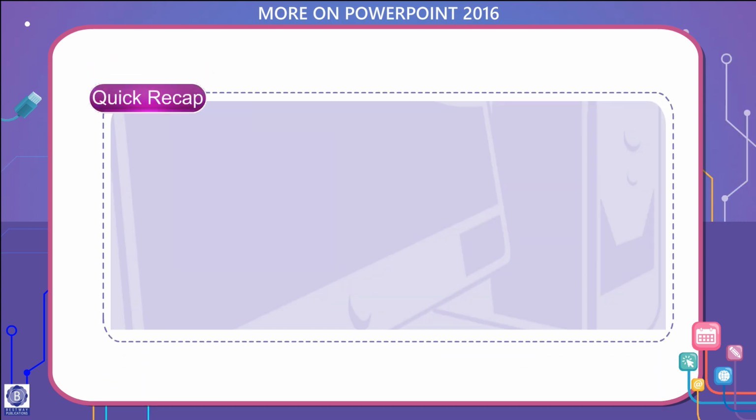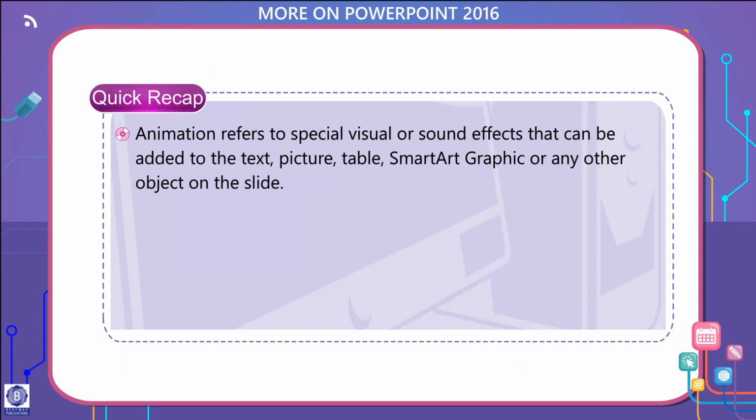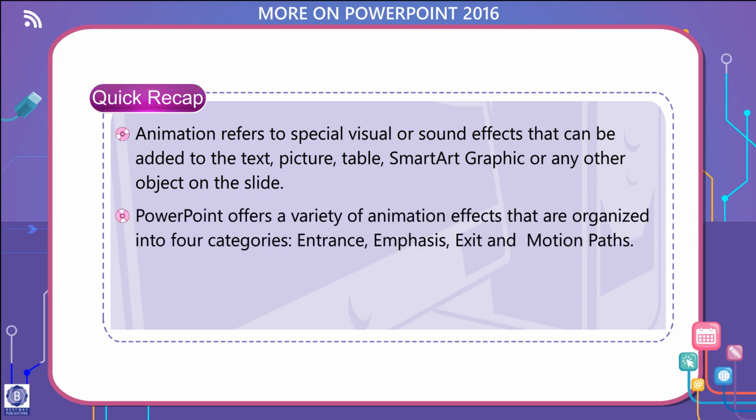Quick recap. Animation refers to special visual or sound effects that can be added to the text, picture, table, SmartArt graphic, or any other object on the slide. PowerPoint offers a variety of animation effects that are organized into 4 categories: entrance, emphasis, exit, and motion paths.